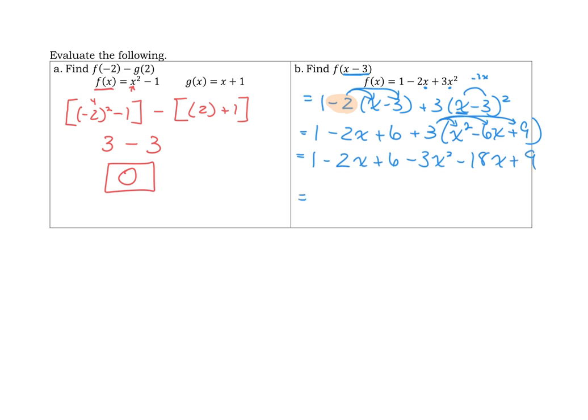Now I've got to put this all in order. So we do this in order of power, descending powers. So the highest power is the -3x squared. Then I'm going to look at my x values, which is -2x and -18x. So that's going to give me -20x. And then I've got a 1 and a 6, which is 7. 7 plus 9 is 16. And there is my final answer.